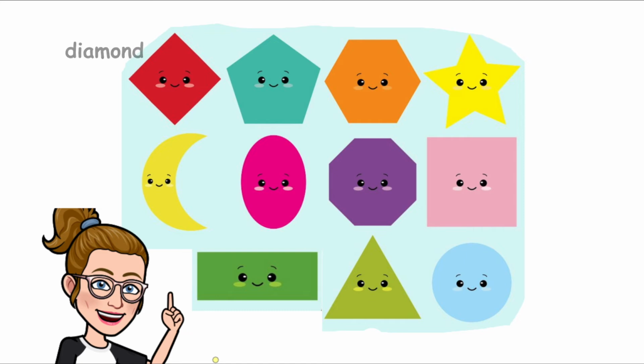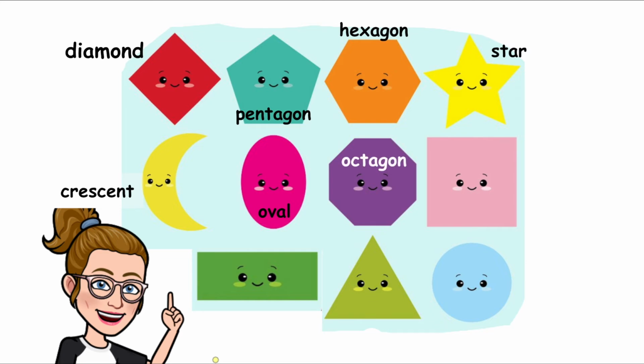We have diamond, pentagon with 5 sides, hexagon with 6 sides, star, crescent, oval, octagon has 8 sides, square, circle, triangle, and rectangle. So this is a little bit more of a review.